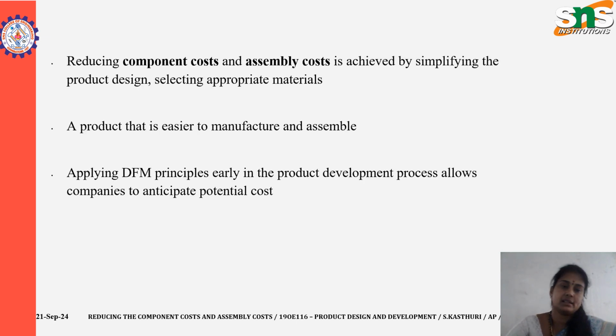As a conclusion, in design for manufacturing, reducing component cost and assembly cost is achieved by simplifying the product design, selecting appropriate materials, minimizing part complexity and optimizing the manufacturing process. A product that is easier to manufacture and assemble will not only reduce cost but also speed up production, enhance product quality and improve competitiveness in the market.